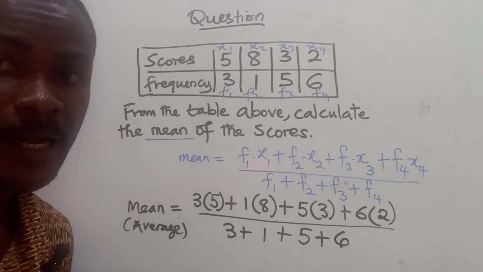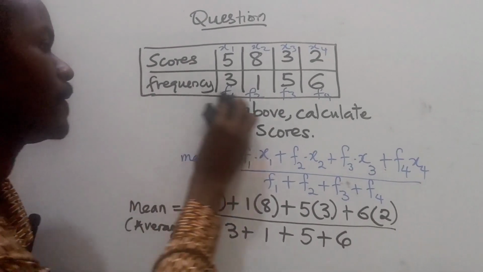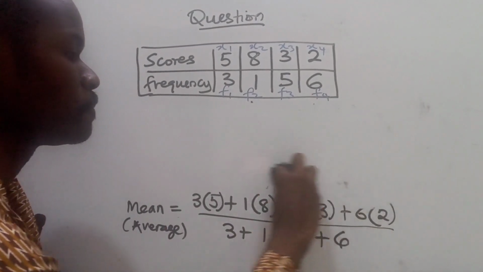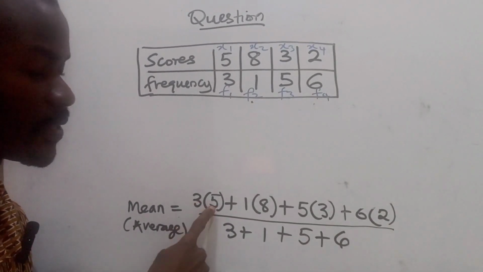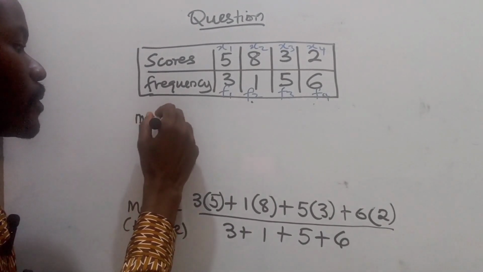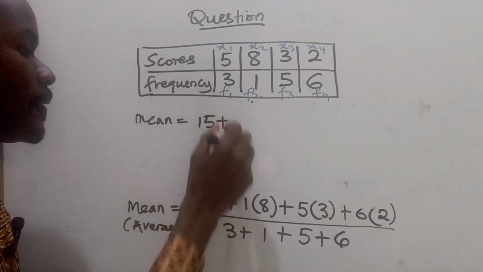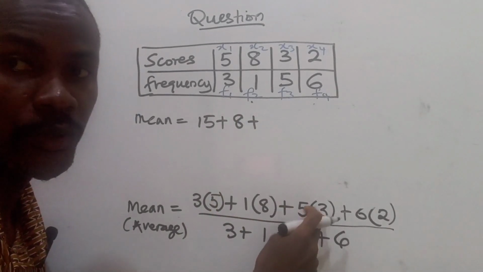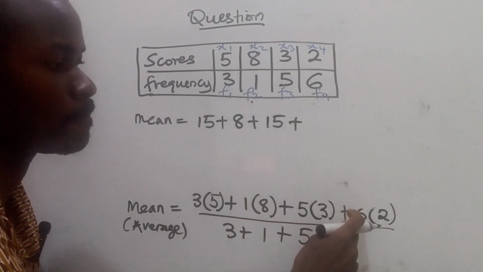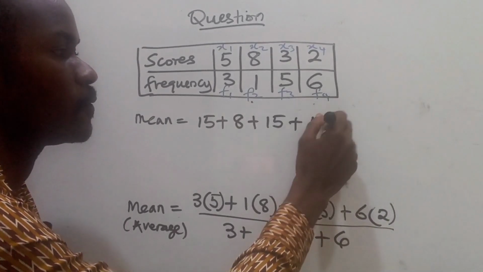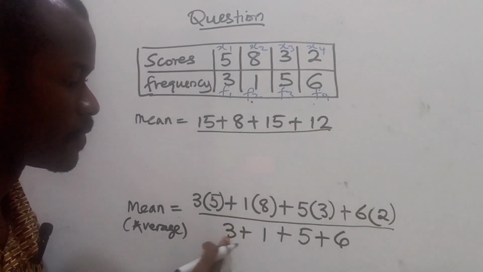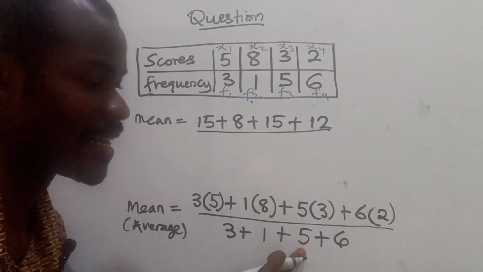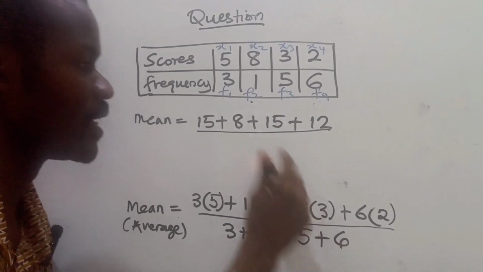Now let's do the simplification and we'll arrive at our answer to this problem. We have 3 times 5, we know is 15, plus 1 times 8 is 8, plus 5 times 3 we know is 15, plus 6 times 2 we know is 12. All this divided by 3 plus 1, which is 4. So 4 plus 5 we have is 9. So 9 plus 6 we have is 15.